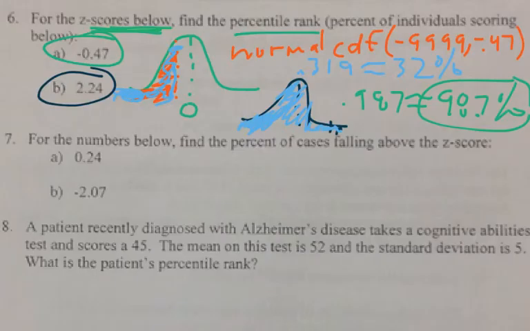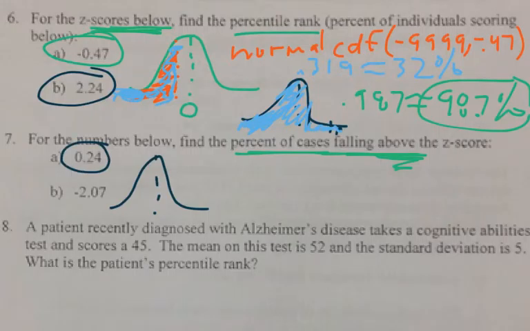Okay, so let's go on to the next one here. It says here, for the numbers below, find the percent of cases falling above. Falling above. So notice, when I do my quick sketch, guys, again, the middle is 0. The mean is 0, right? Notice 0.24 is just barely above, right? So somewhere barely above. Probably a little bit closer than that. But I want everything at that point and above, right?